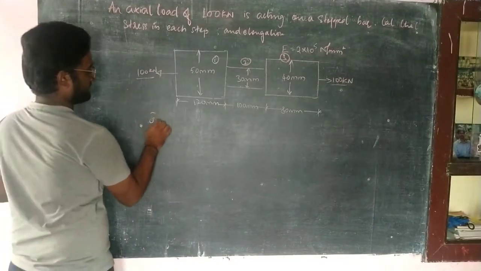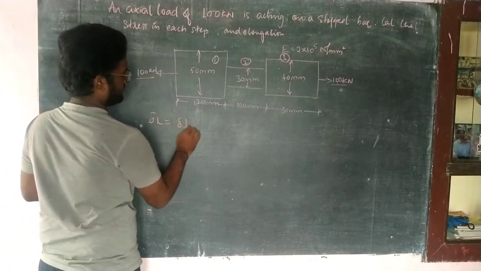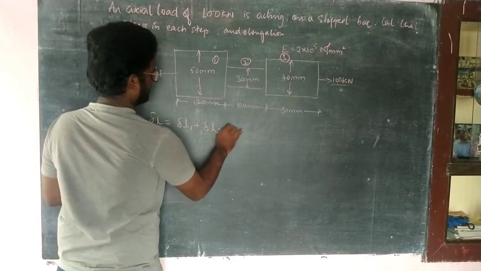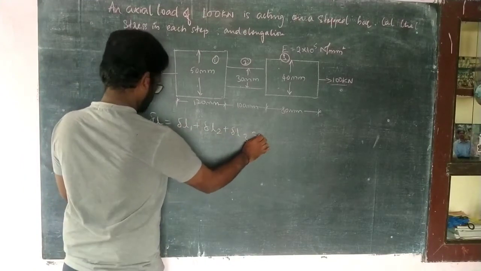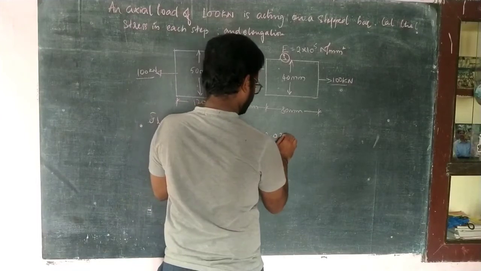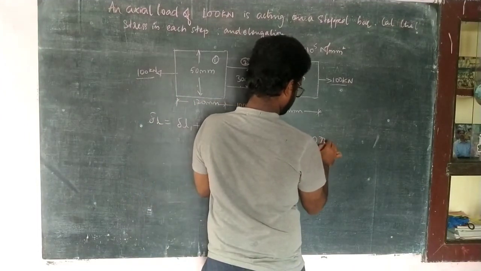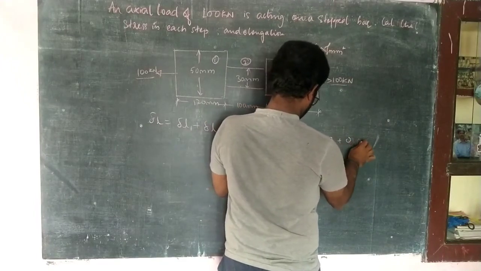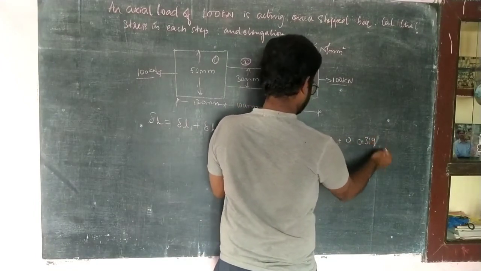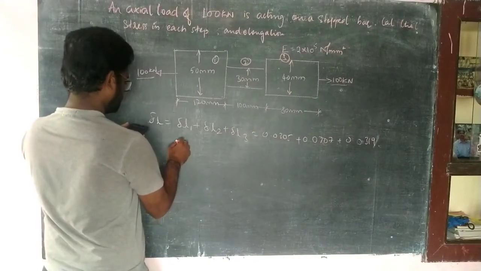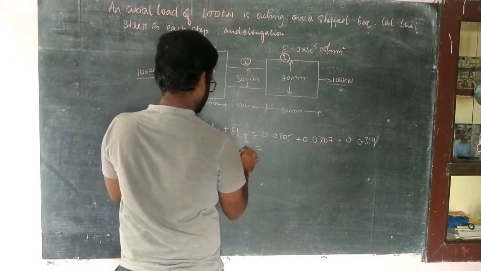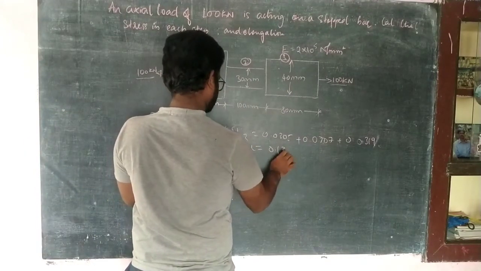So what is delta L? Delta L is equal to delta L1 plus delta L2 plus delta L3, which is 0.035305 plus 0.0707 plus 0.0319. If you do this, delta L is equal to 0.133 mm.